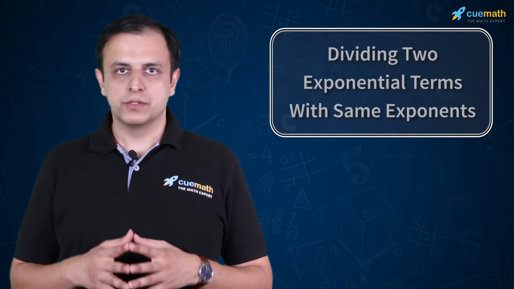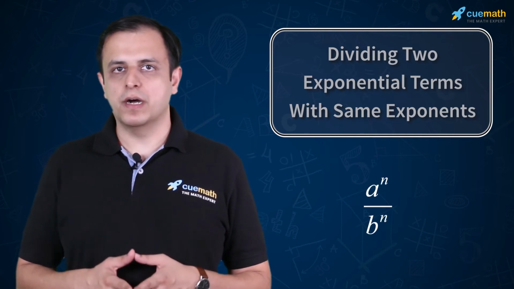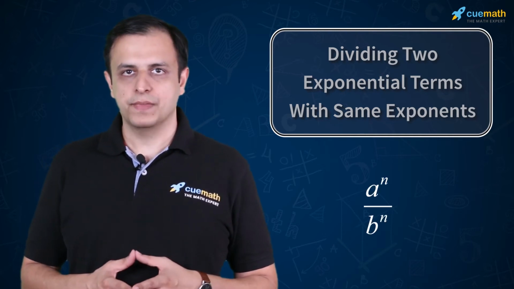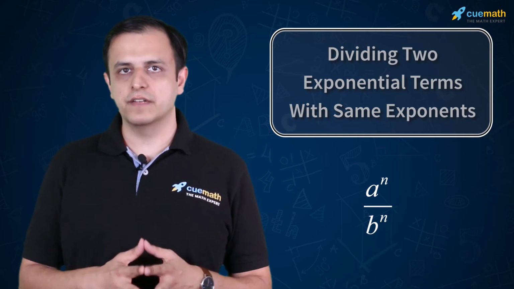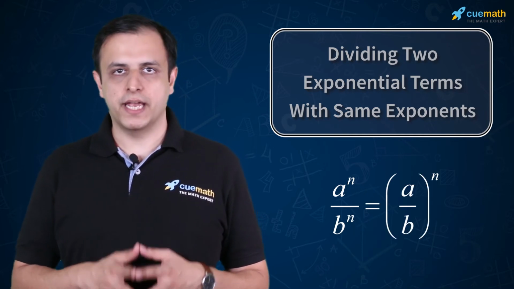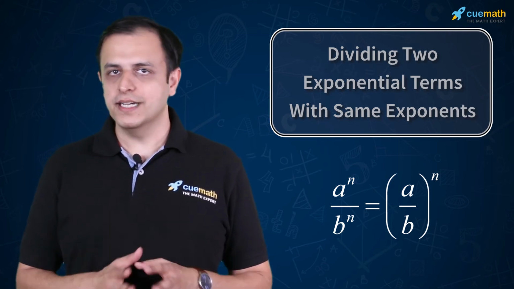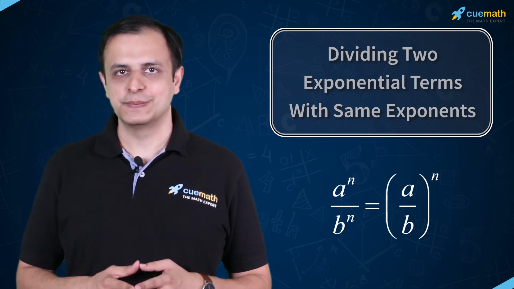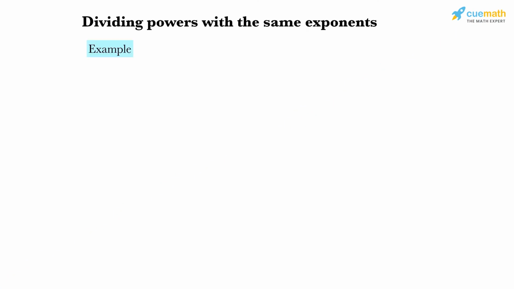For example, to calculate a quotient like a to the power n divided by b to the power n, we will see that we can first divide a and b, the two bases, and then apply the common power n to this quotient. Let's see how we can derive this rule. Let's start with an example. Suppose that we have to calculate 3 to the power 4 divided by 7 to the power 4, which we can write in either of these two ways.